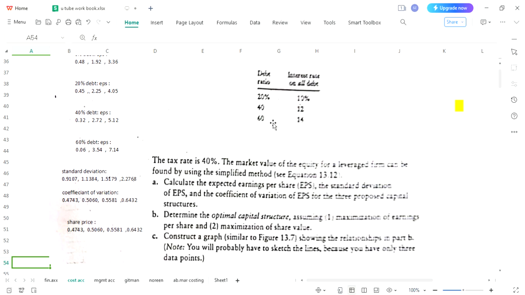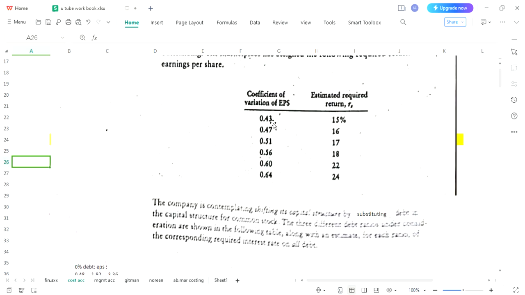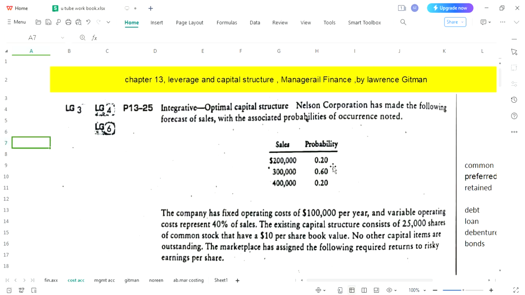And you have seen above that options of three different probabilities are present. 20% chance of selling their goods up to the level of 2 lakh, then 60% chance to sell at 3 lakh, and 20% chance to sell at 4 lakh. We were having some fixed cost, and the tax rate was given. The existing capital structure had 25,000 shares and no other capital. That means a loan was not present. This was the basic or existing structure.